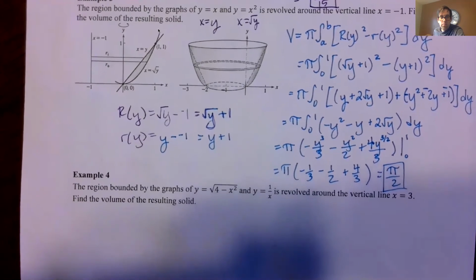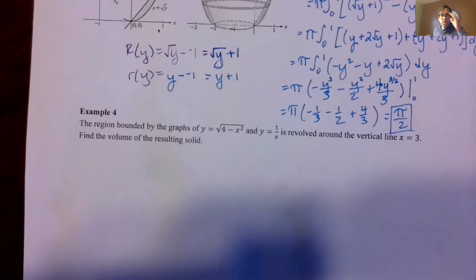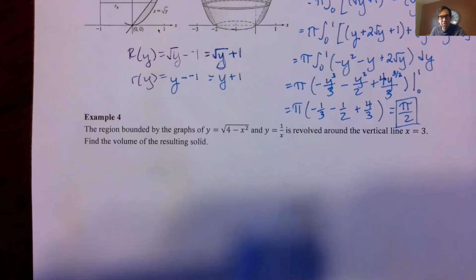That brings us to example 4. We finally get some new equations for our initial region. The region bounded by the graphs of y equals the square root of 4 minus x squared and y equals 1 over x is revolved around the vertical line x equals 3. Find the volume of the resulting solid. Okay, let's see what we can do here.